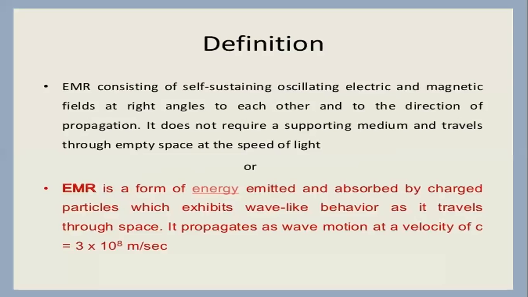So by definition, that is electromagnetic radiation, which consists of self-sustaining, oscillating electric as well as magnetic fields. Because from the beginning we are learning EM, that is electric as well as magnetic field. So we are talking about the electric and magnetic field combined.